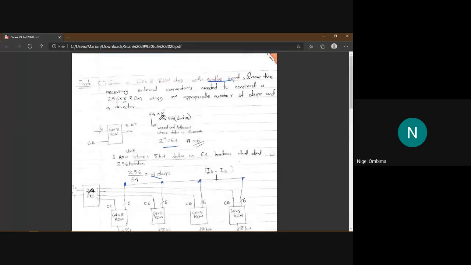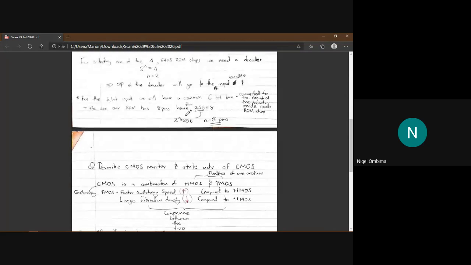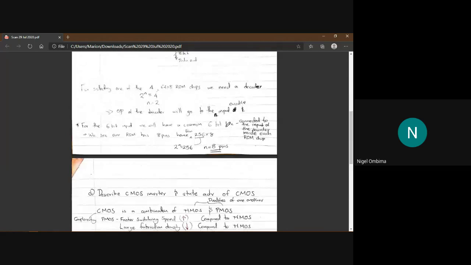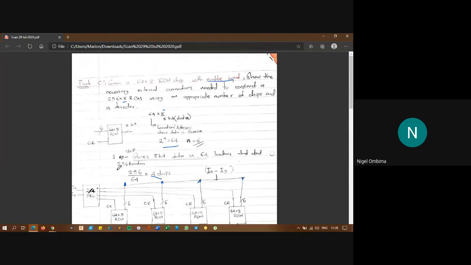So in order to get the number of input lines, generally 2 power n is equal to 256. 2 power n equals 256 gives the value of n as 8. And from our diagram above, it took 8 pins. So yeah, that's how I went about that question.